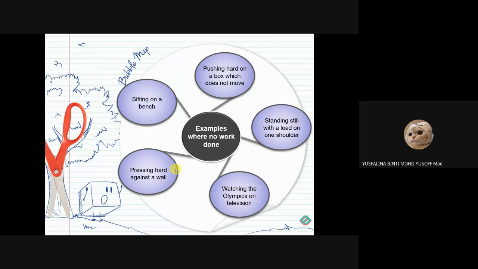Basically, what we have to know is that work is done if there is a change of distance. There must be a certain distance that the object moves, then we consider it as work. If not, the object is just still there, or we just sit doing nothing, that is considered as no work is done.